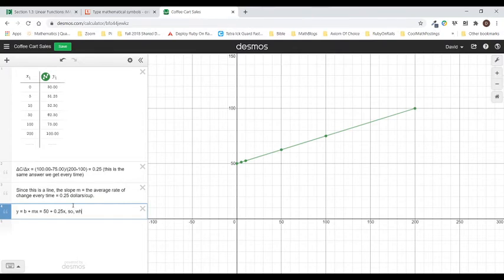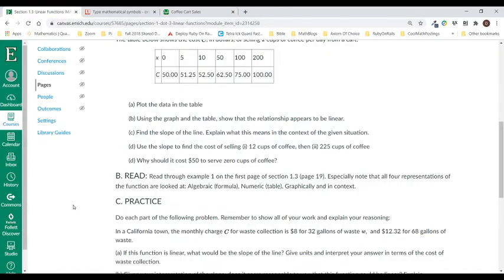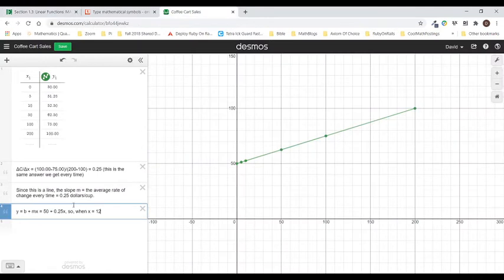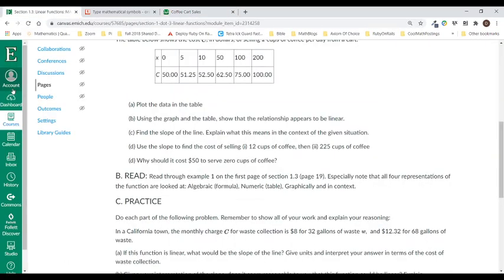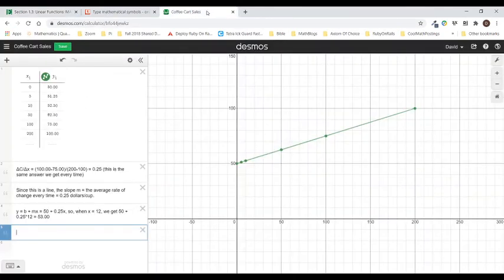So when x equals 12, is that what they wanted? Was it 12? I forgot already. Yes, when it's 12, we get 50 plus 0.25 times 12. That should be 53. So that's the cost of selling 12 cups of coffee. Let's put it in another note, because I think they asked for another one. Going back to 1, what do they ask for? 225 cups of coffee. Not much different.